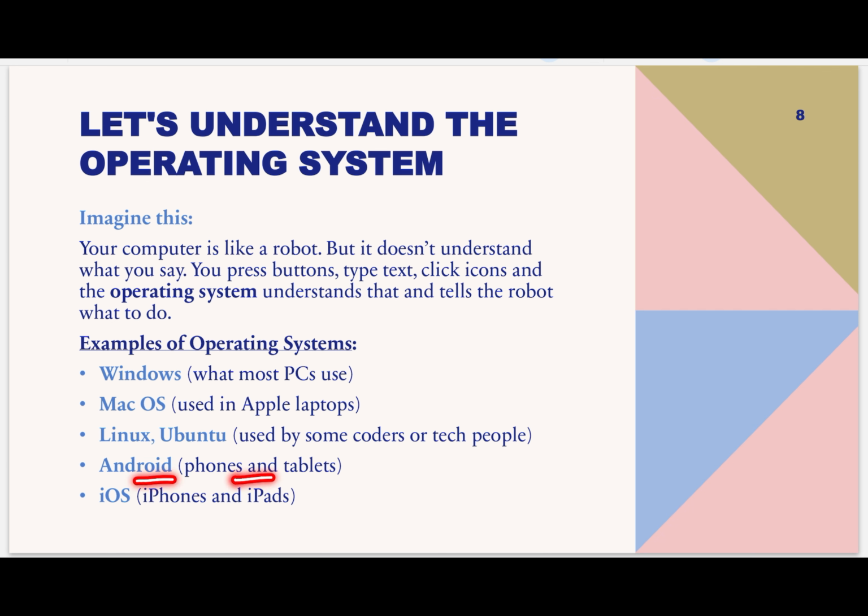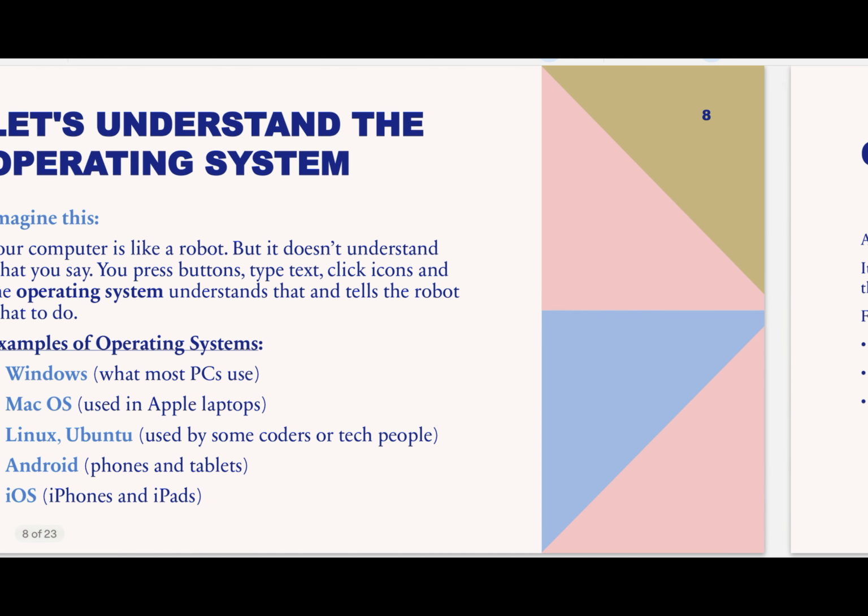Then Android, mobiles and tablets. As we use our mobiles, there are two types of mobile. Here you can see iOS is installed in Apple company's iPhones and iPads, and Android is in phones and tablets, right? That green colored one you can see is the logo of Android. Understood?